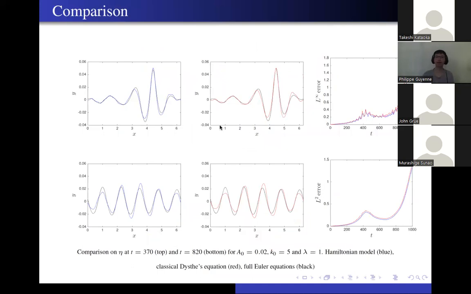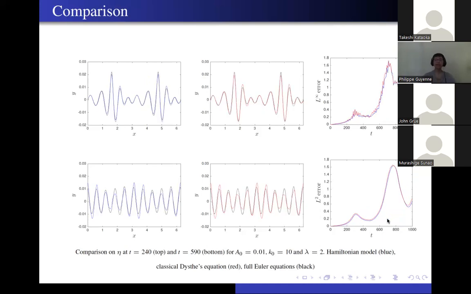This is for a stronger initial perturbation. And now you can clearly see the development of the Benjamin-Feir instability at two different times, t equals 370 and down here, t equals 820. So up here, this is taken at the time of maximum growth. And you can recognize one hump, which is the most unstable mode according to the previous analysis. Again, we're comparing Hamiltonian Dysthe in blue with Euler, and on the other side, classical Dysthe in red with Euler. And on this side, these are the corresponding errors. And I would say again, maybe the Hamiltonian Dysthe is doing slightly better, but the difference is not much.